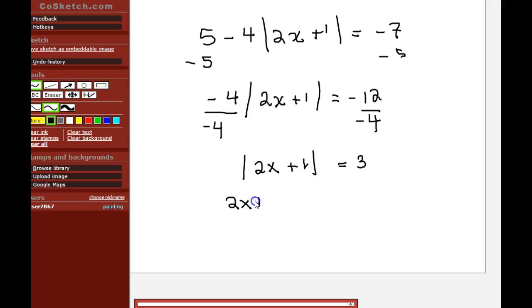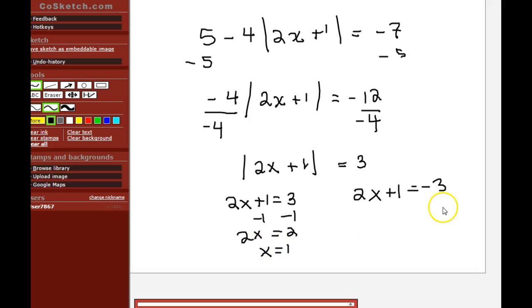I'm taking what's inside of the absolute value, 2x plus 1, letting it equal positive 3, and I'm taking 2x plus 1 and letting it equal negative 3. I'm going to subtract 1 from this side, so 2x is equal to 2. And I've got x equaling 1. And similarly on the other side, I'm going to subtract 1 from both sides. So I have 2x is equal to negative 4. And x is going to equal negative 2. So let's go put these together. So x is equal to negative 2.